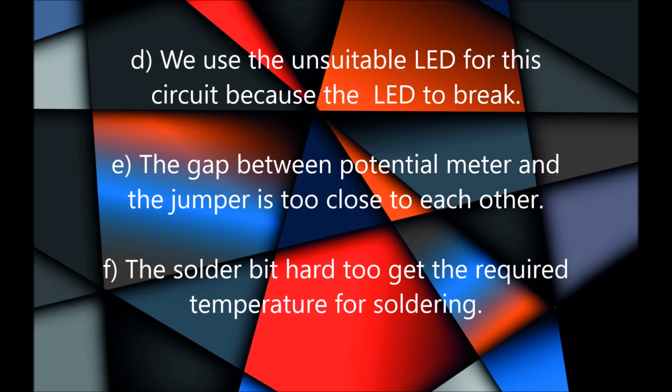We used an unsuitable LED for this circuit because the LED was easy to print. The gap between the potentiometer and the jumper is too close to each other. The solder bit was hard to get to the required temperature for the soldering.